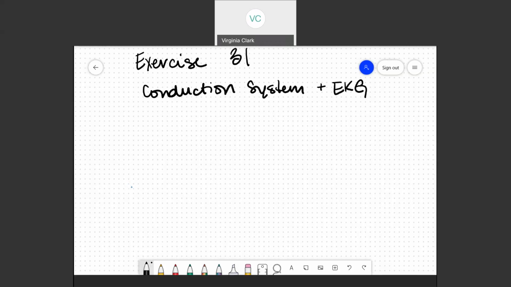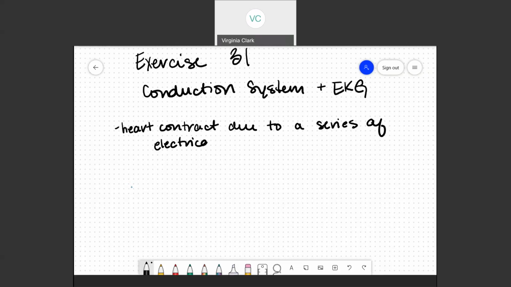So the way this works is your heart will actually contract. Remember, it's a muscle. And it will contract due to a series of electrical changes in the heart muscle. So you're going to have a bunch of electrical changes that are going to occur. That is going to cause your heart to contract.